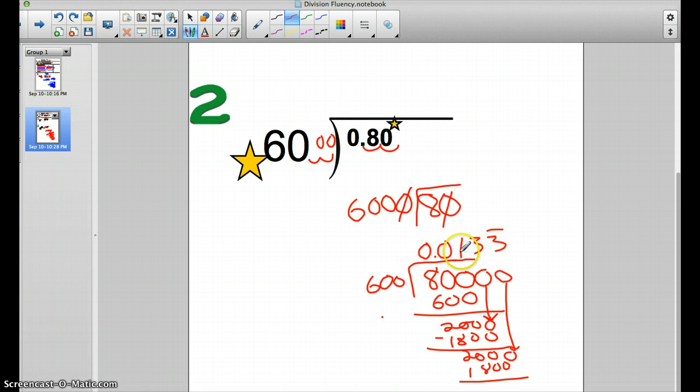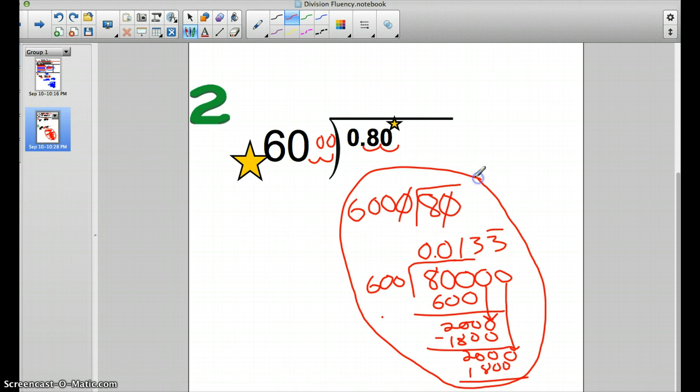0.0133 repeating. Tenths, hundredths, thousandths, ten-thousandths. 133 ten-thousandths, boys and girls. We will actually study this type of division more in depth next week.